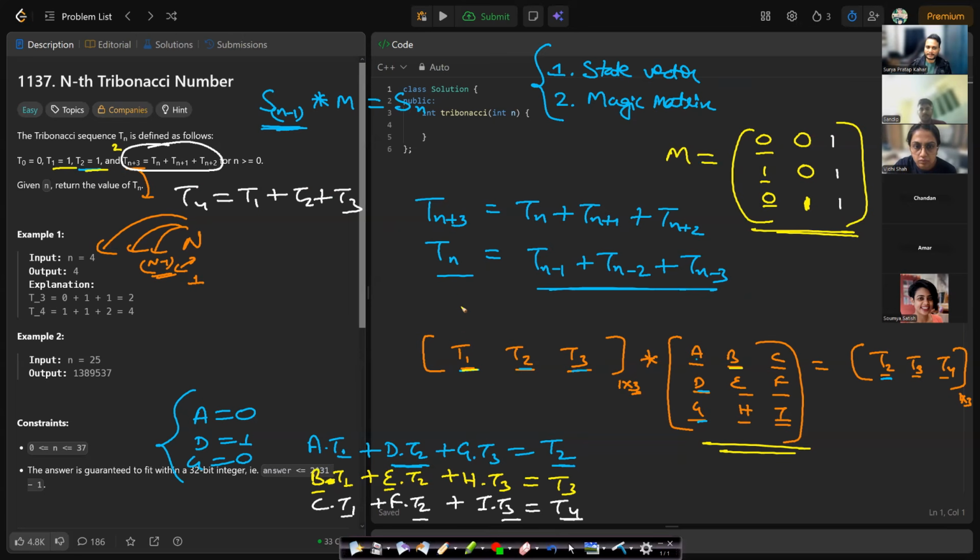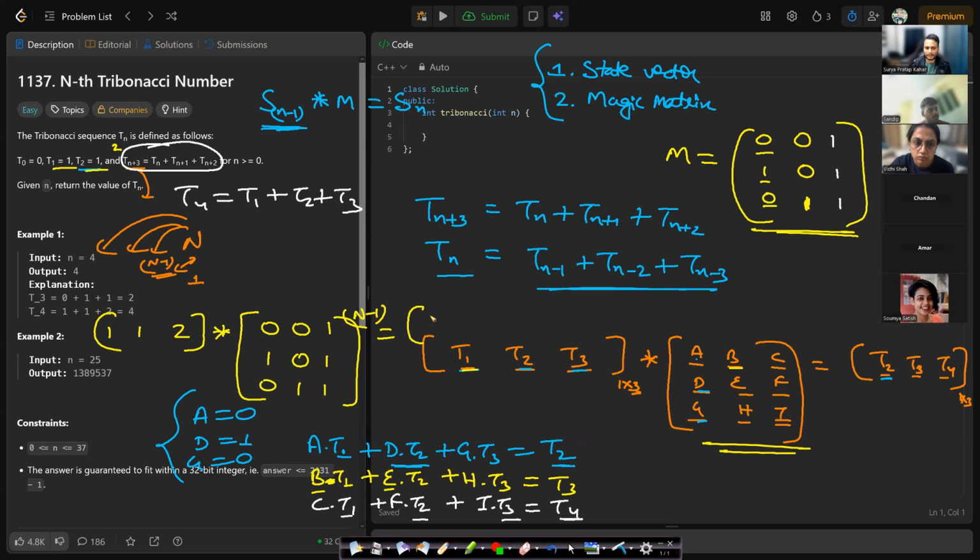So I can write it as, where should I write it? 1, 1, 2 multiplied by my magic matrix, which is going to be 0, 1, 0, 0, 0, 1, 1, 1, 1, raised to the power of n minus 1 equals, what should it equal to? T n, T n plus 1, T n plus 2.